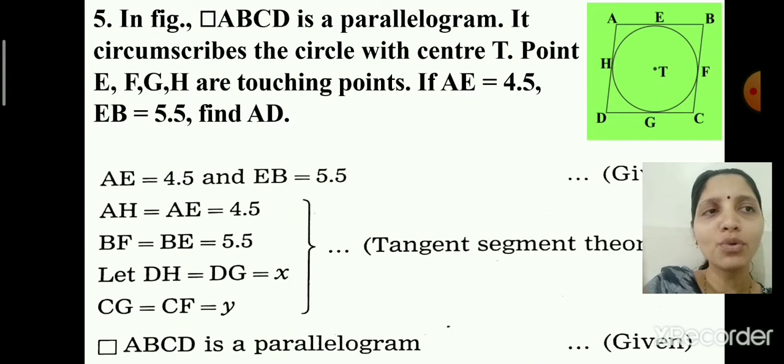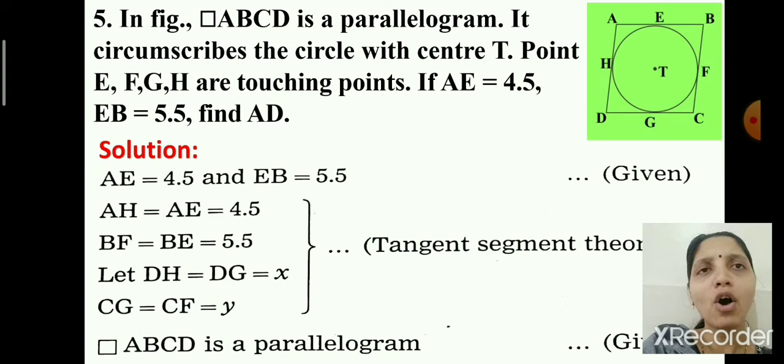Now let's move on to the next sum here. Fifth one. In figure, quadrilateral ABCD is a parallelogram. It circumscribes the circle with center T. Point E, F, G, H are touching points. If AE is equal to 4.5, EB is equal to 5.5, find AD. So let's start with the solution here.